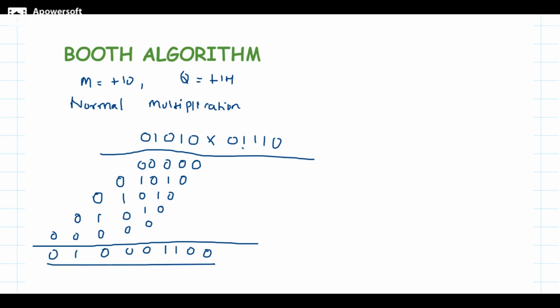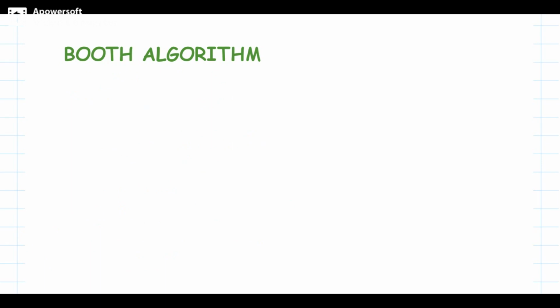That is nothing but plus 140. The product we computed is 0 1 0 0 0 1 1 0 0, that is equal to plus 140. So this is using the normal multiplication method. Now we'll solve the same problem using the Booth algorithm.